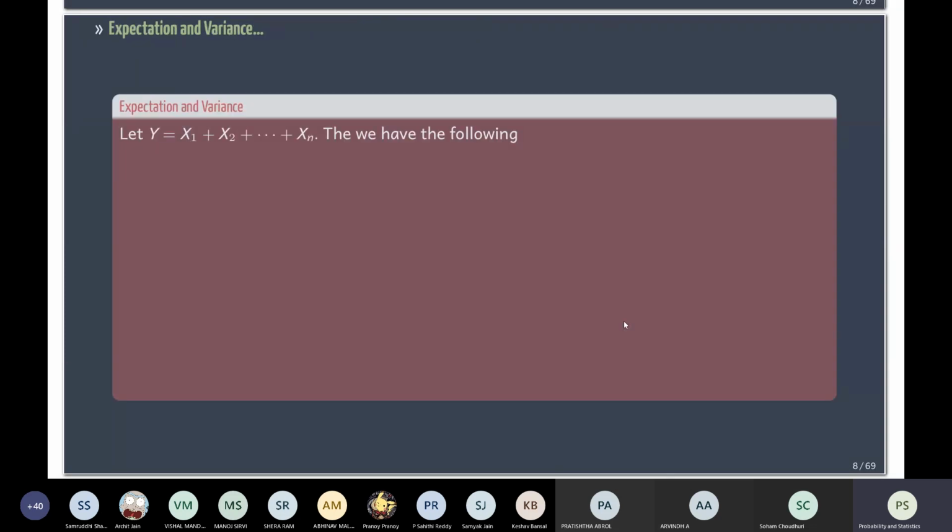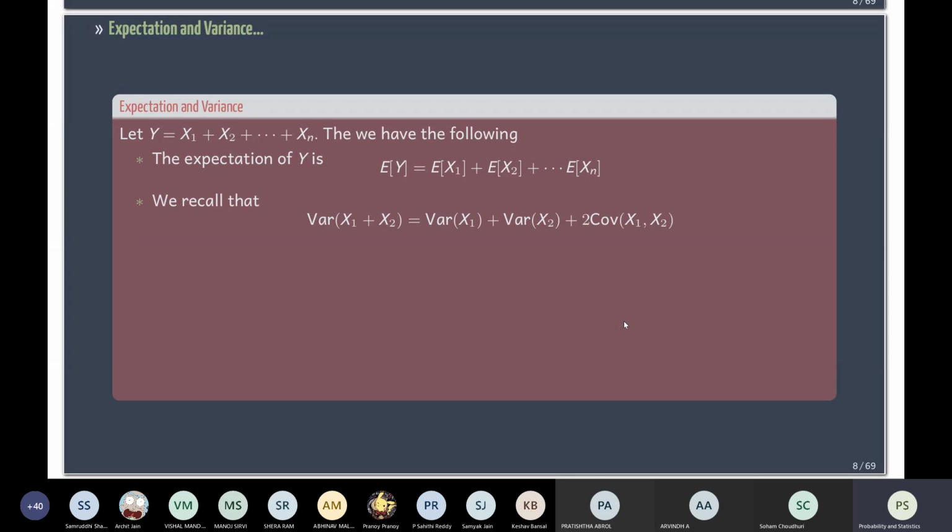We can also define expectation and variance for multiple random variables. Let us say y is the sum of x1 to xn. If we want to compute the expectation of y, due to linearity of expectation, it will be the sum of the expectations. And we recall for the two variable case that the variance of x1 plus x2 is given by variance of x1 plus variance of x2 plus 2 times covariance of x1, x2. This is the formula we derived previously.